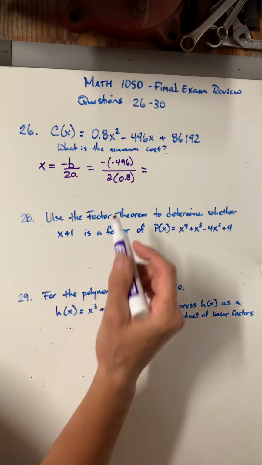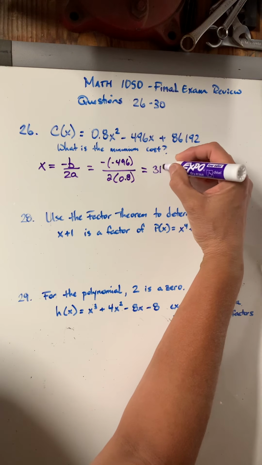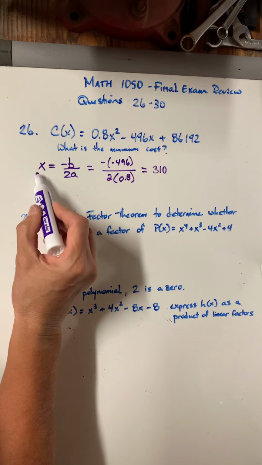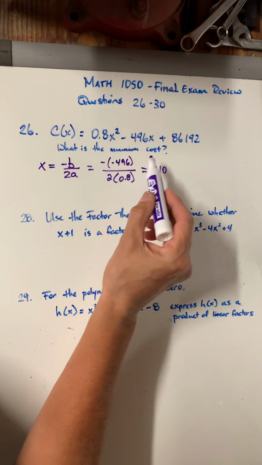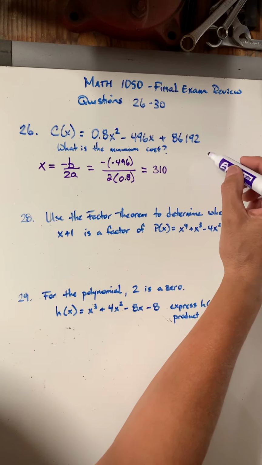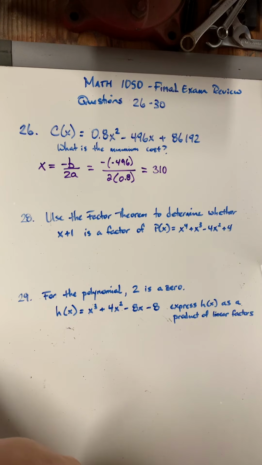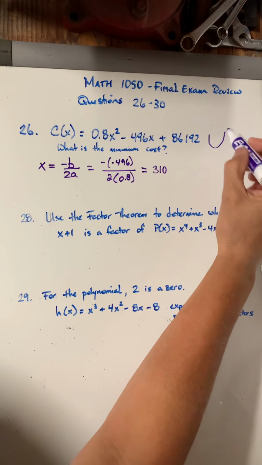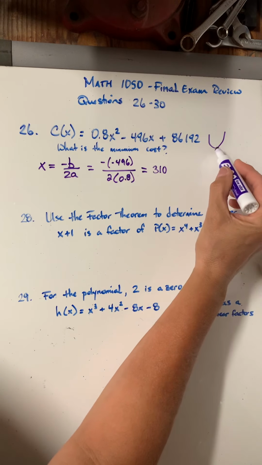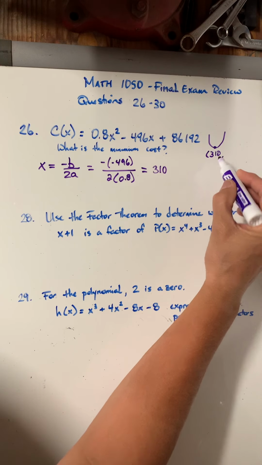calculator. And you'll get 310. Now, this is not the answer. This gives you the x value of the point where there's a minimum. So this is basically a parabola, and it's facing upward like this. So it's going to have a minimum point. And what you just found was the x value of that minimum point.